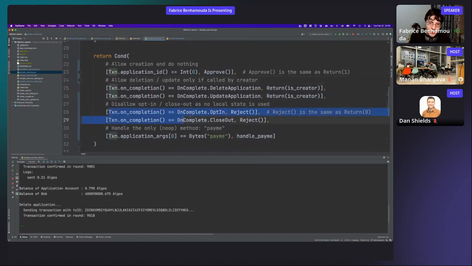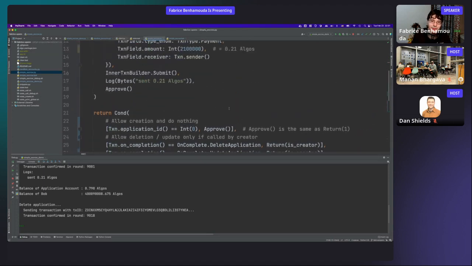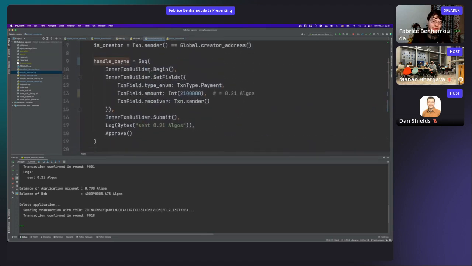And I don't need opt-in and close out, so I just reject. And the main thing is, if the first argument I'm called with is "pay me", then I use handle pay me. And handle pay me is a transaction, remember, it's just sending 0.21 algos to the sender.